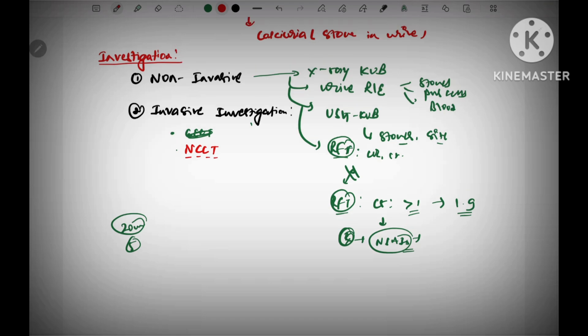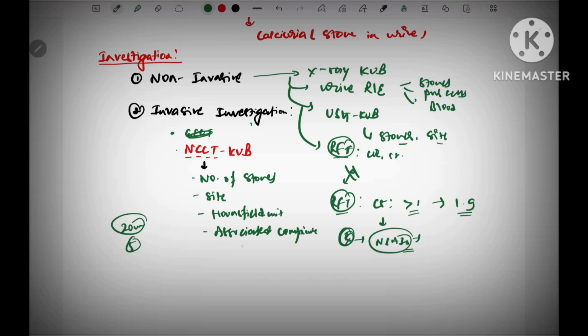So from NCCT KUB, what we can see is the number of stones, the site of the stone, and its Hounsfield unit, and the associated complications, like from this renal stone, it can cause hydronephrosis, we can see that.